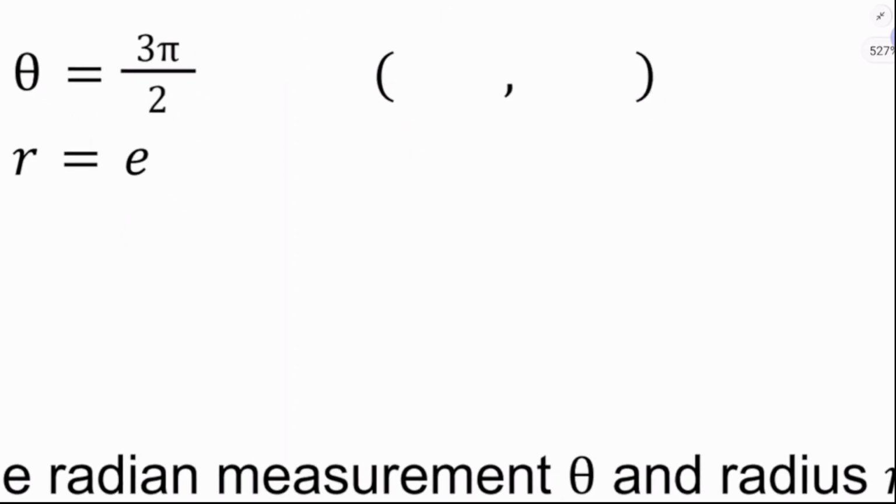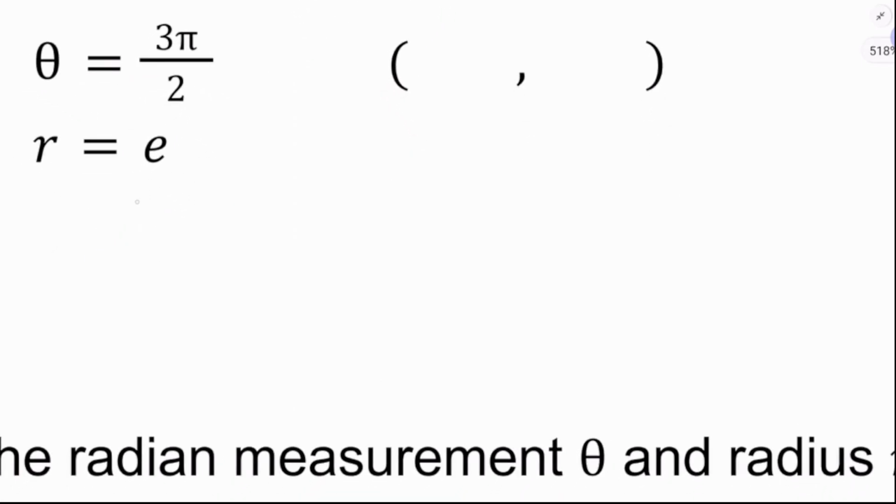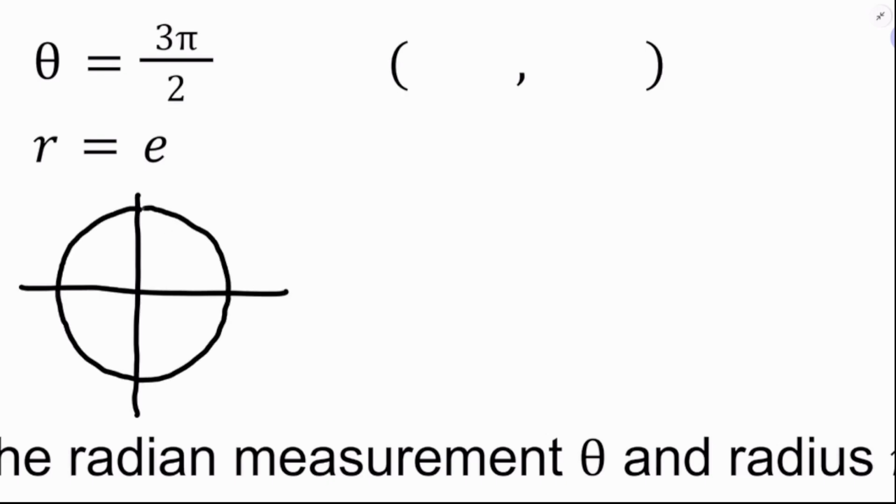Theta equals 3 pi over 2, and radius equals e, that weird number between 2 and 3 that we don't need to be afraid of. Nothing wrong with e. It's just some number. Down here, this would be the point where x is 0 and y equals -1 on the unit circle. I'm going to scale it up by e, so it'll be 0 times e and -1 times e.